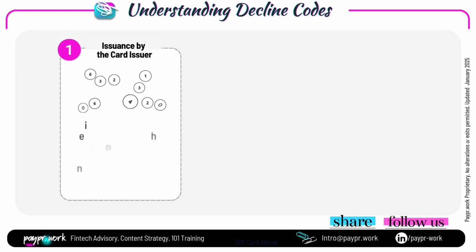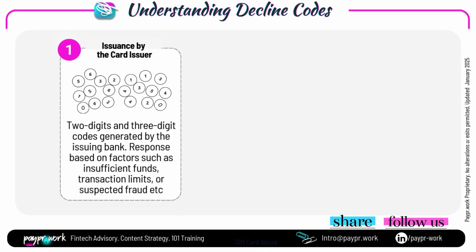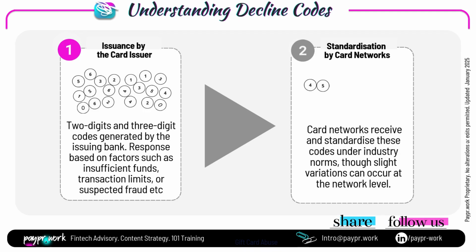It starts with the issuer, who evaluates the customer's account, checking for things like available balance, spending limits, or signs of fraud. Based on this assessment, the issuer sends a code. Next, the code moves through the card network, such as Visa or MasterCard. Their role is to standardize the response codes so all participants in the payment chain interpret them consistently. However, subtle differences in how codes are used or labeled can still occur between the networks.